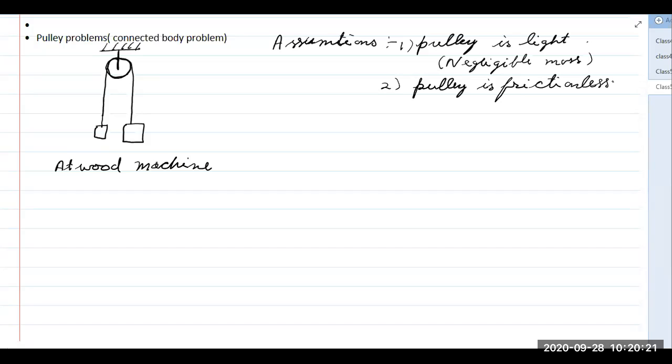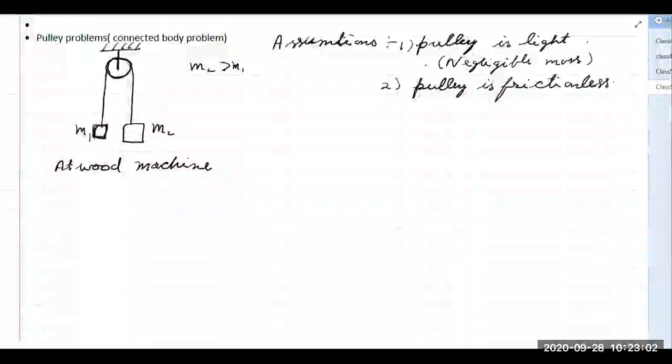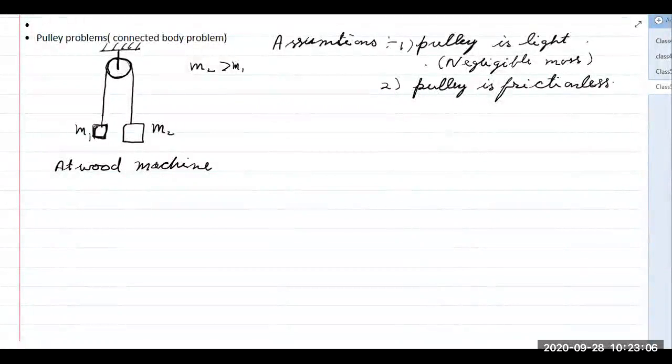So what does frictionless mean? If it is frictionless, the string can slide over it very comfortably without any friction. Suppose we have two masses, M1 and M2, and suppose M2 is greater than M1. If the surface of the pulley is smooth, M2 can easily drag M1 up. The friction is not going to stop this motion. There is no friction; the pulley is frictionless.